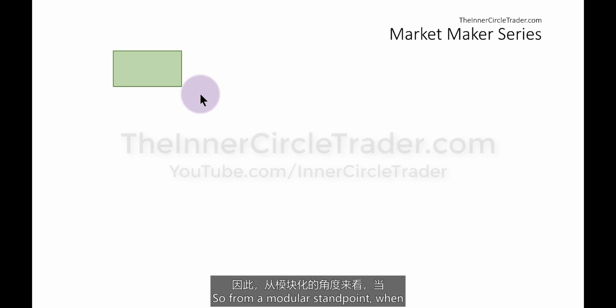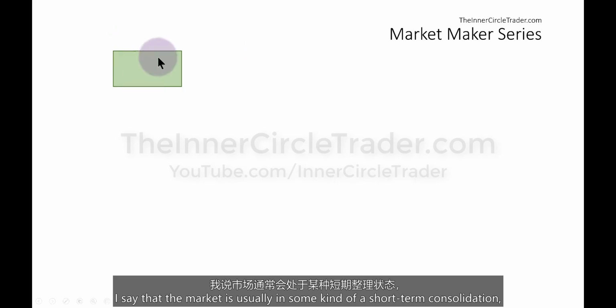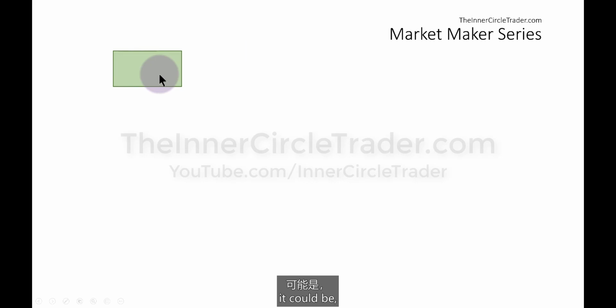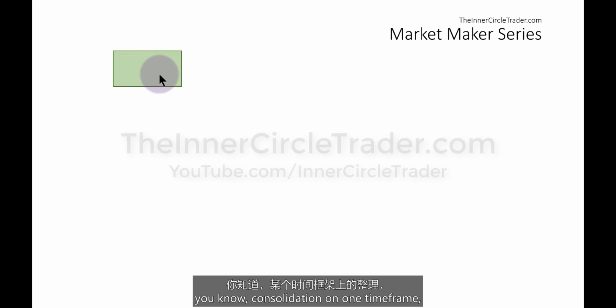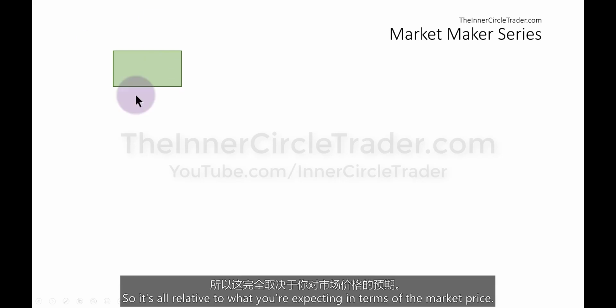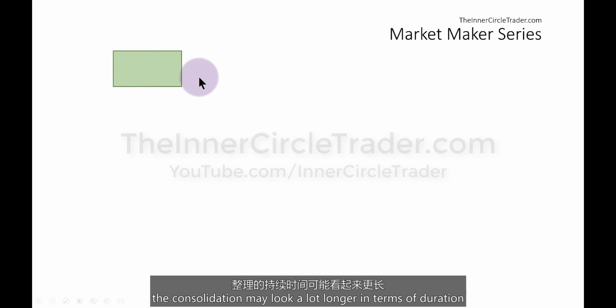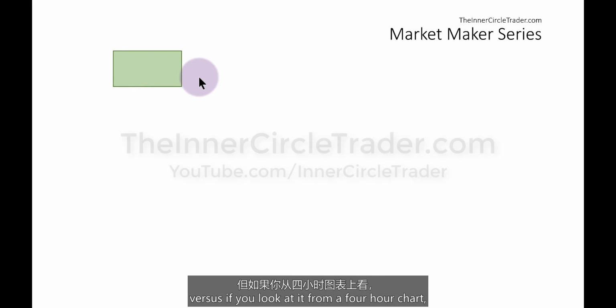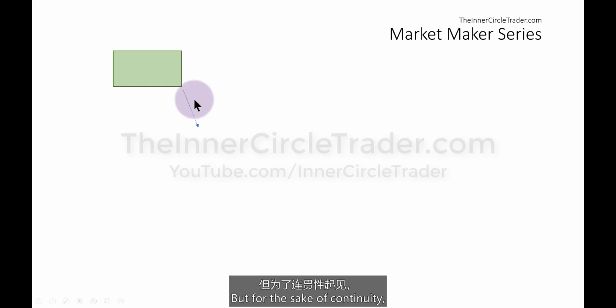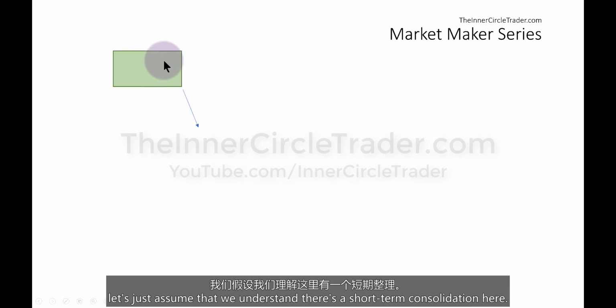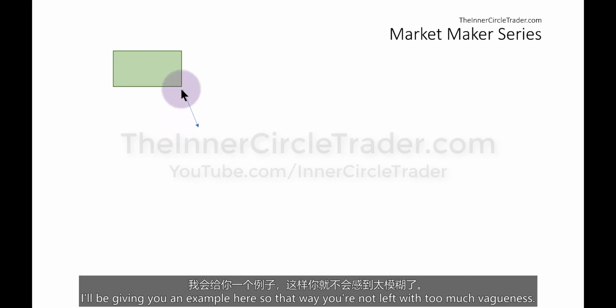So from a modular standpoint, when I say that the market is usually in some kind of a short-term consolidation, it could be consolidation on one time frame, but just simply 2 or 3 candles on another time frame that would be higher up. So it's all relative to what you're expecting in terms of the market price. If it's on a 5-minute chart, the consolidation may look a lot longer in terms of duration, versus if you look at it from a 4-hour chart, it's all within one candle and you don't even see a consolidation. But for the sake of continuity, let's just assume that we understand there's a short-term consolidation here. I'll be giving you an example here so that way you're not left with too much vagueness.